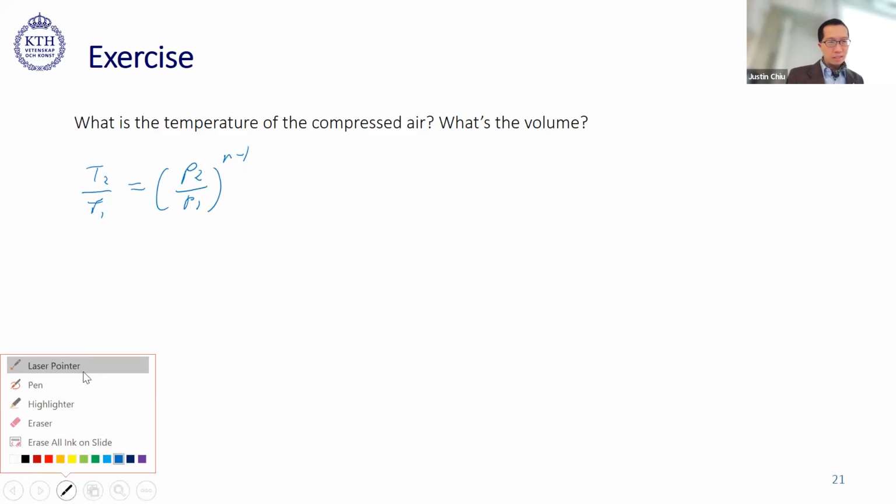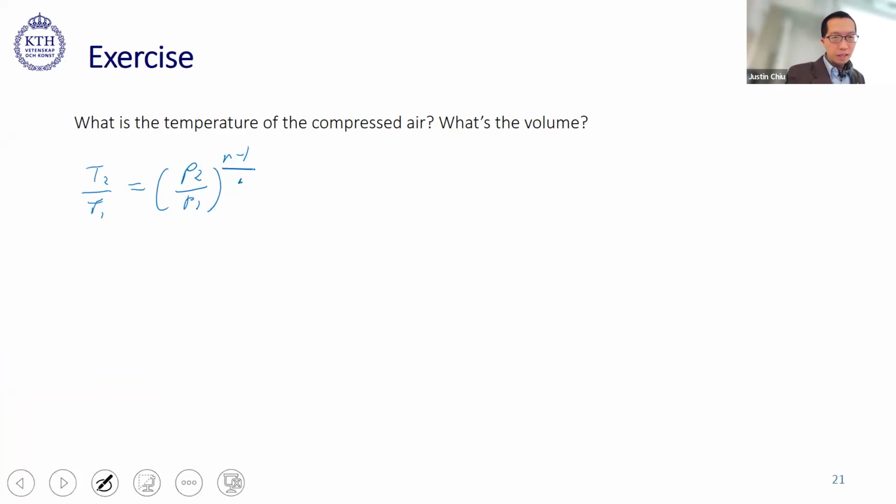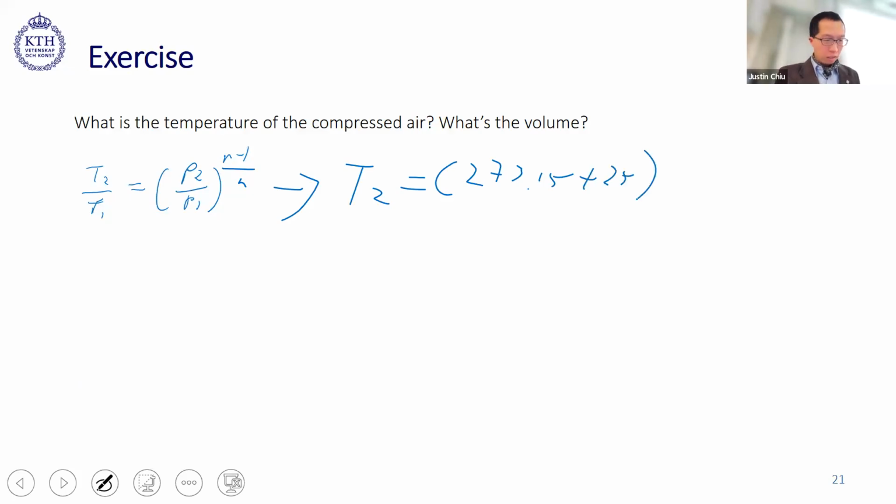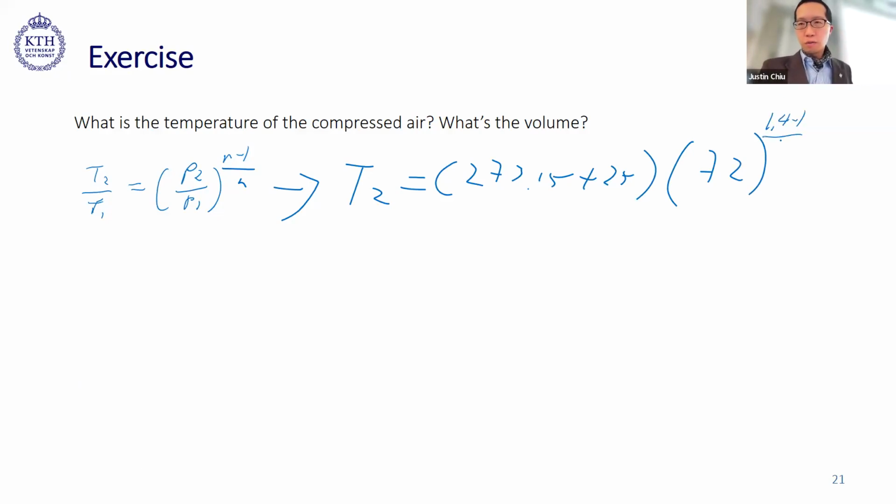Let's see. So I will use a pen, divide by N. And then this would give you the T2. So, I mean, just put T1 to the other side, right? So here you get this: 273.15 plus 25, times this pressure ratio, 72. And then you multiply everything to the power of (1.4 minus 1) over 1.4. So you get 1012 Kelvin.